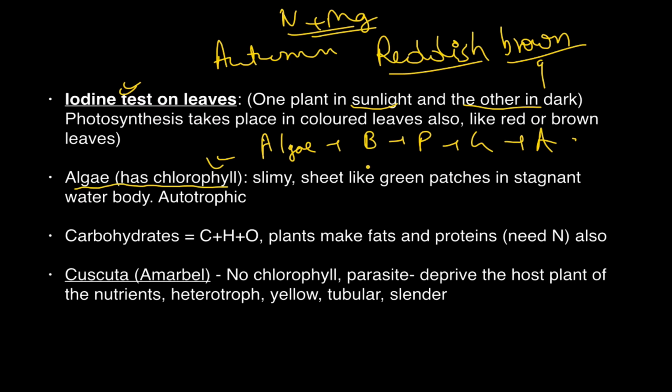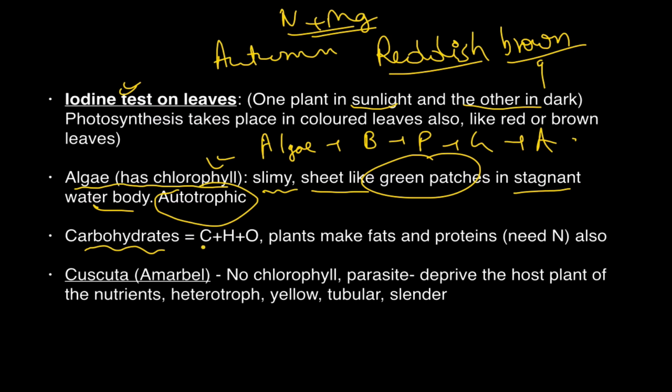Fungus is entirely separate. It has absolutely nothing to do with plants. Slimy sheet like green patches देखा होगा pond में. You know what algae is. You have like slip हो जाते हैं उस पे काफ़ी बार near any water body, especially stagnant water body. Obviously they are autotrophic.